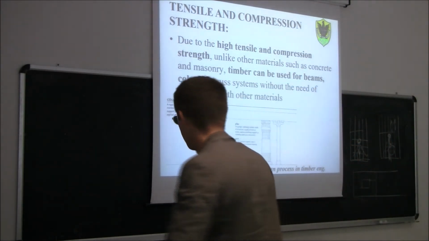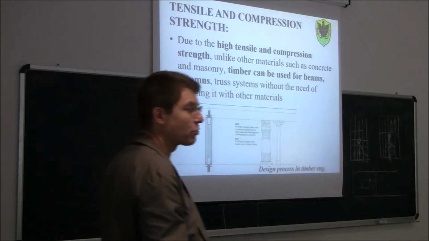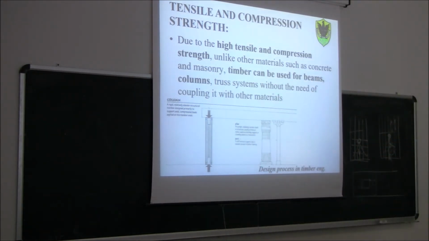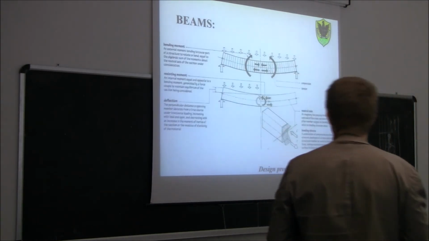Instead, if you remember, masonry could be used alone just for columns, not for beams. For beams, it had to be coupled with reinforcement. For wood, we don't need to couple with any other material. We don't need to use a reinforced timber. Timber itself, since it has both compressive strength and tensile strength, can be used also for beams without any problem. And this, of course, is an advantage.